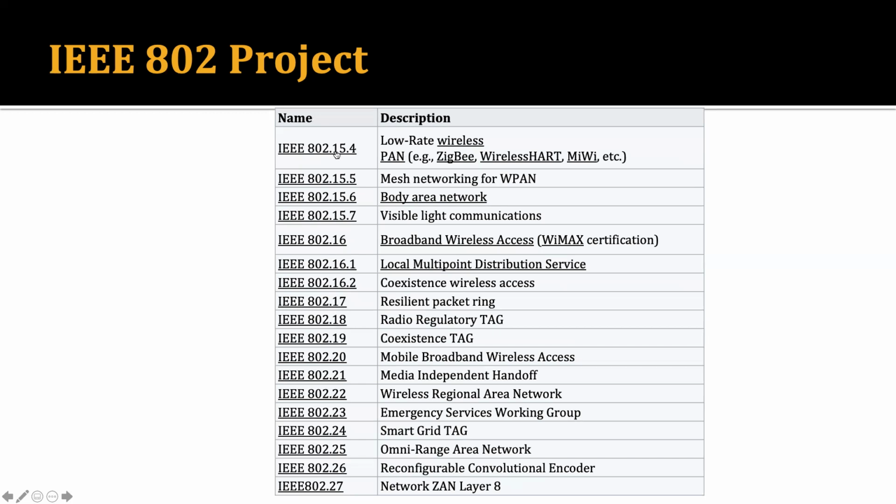Then 802.15.4, then 5, 6, 7, and then we have around 0.27, where we have network. So all these are different standards which are used right now. We are bothered about 802.15.4, which is the standard for low rate wireless personal area network. Here we have different protocols like ZigBee, WirelessHART, MiWi. So we are going to learn some of the popular protocols in this particular category, which is dedicated for low power sensor nodes or low power IoT devices.